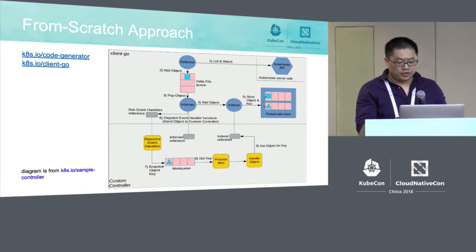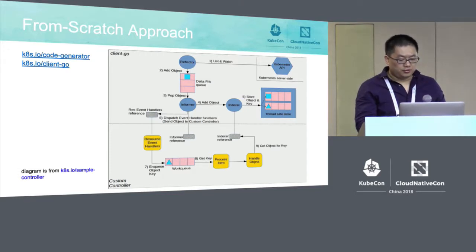Controllers have to provide event handler functions to the informer to call back based on changes of the objects. So the event handler enqueues the object's key to the work queue of the custom controller. The work queue is used for holding the object keys, and the controller has a working loop to process the keys from the work queue and use the indexer to retrieve the objects. And then the controller performs the reconciliation logic to align the current status towards the desired status.